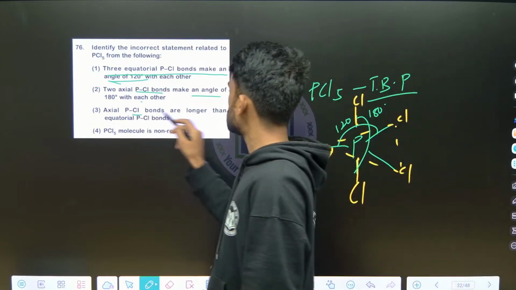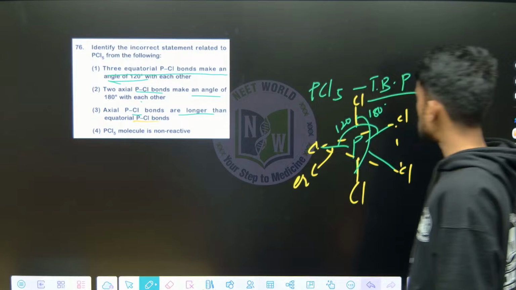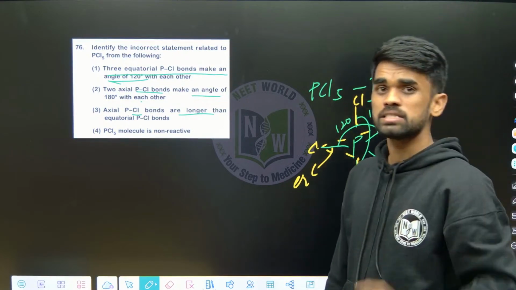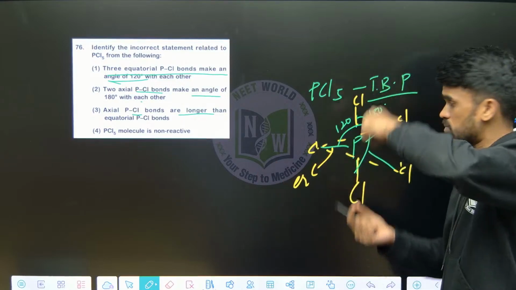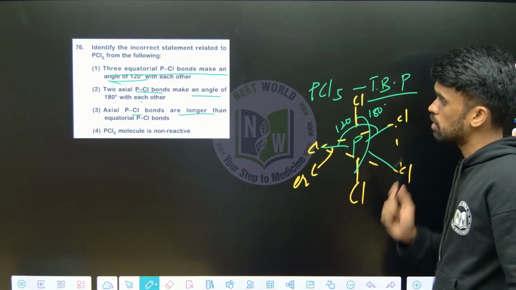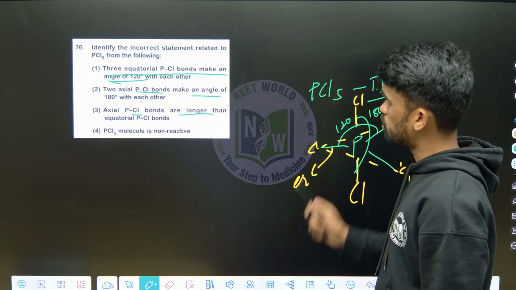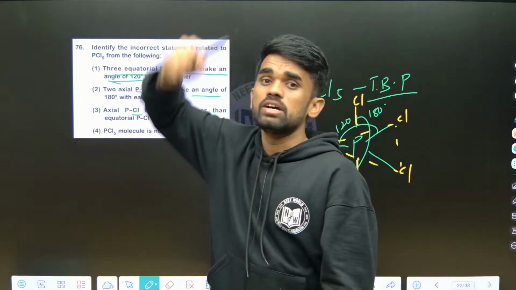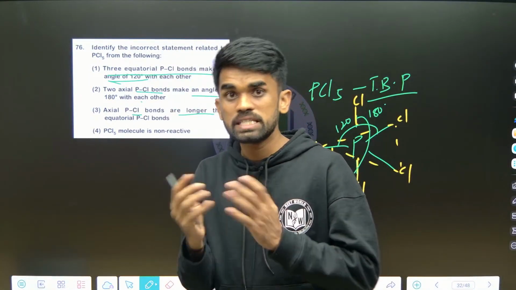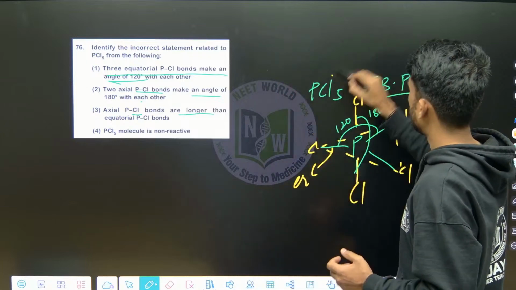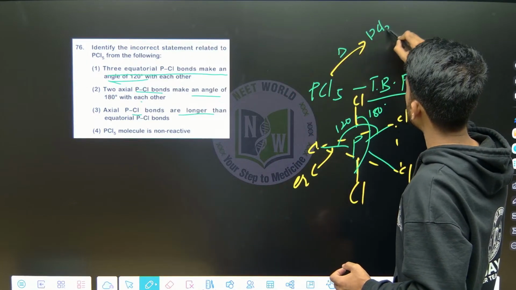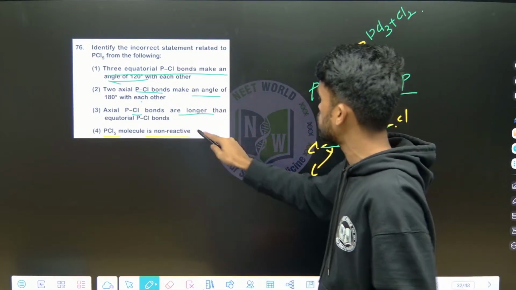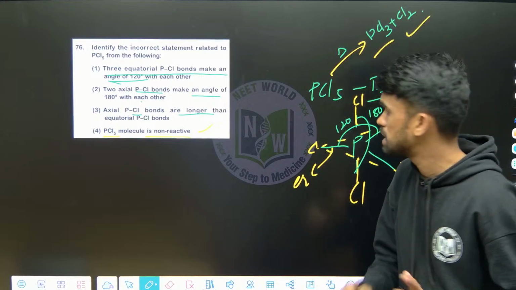Now the axial bonds are longer than the equatorial. The 2 bonds above and below, along the axis, have a longer distance than the equatorial bonds. So those bonds are weaker, easily dissociate and decompose. When PCl5 is heated, it decomposes into PCl3 and Cl2. So is the PCl5 molecule non-reactive? No, it is reactive and it decomposes like this. I hope it is clear. Okay.